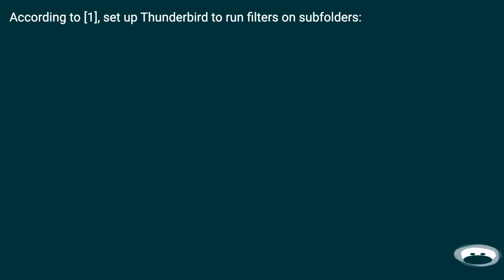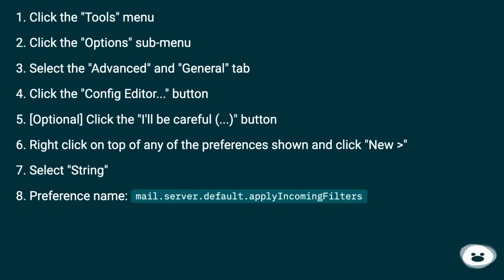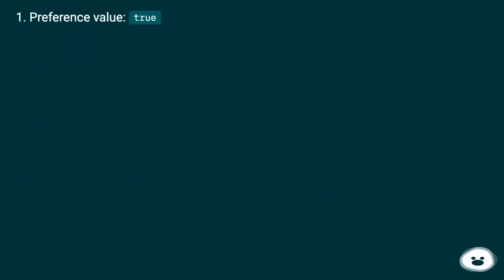According to 1, set up Thunderbird to run filters on subfolders. Click the Tools menu, click the Options submenu, select the Advanced and General tab, click the Config Editor button. Optional: click the I'll be careful button. Right-click on top of any of the preferences shown and click New, select String. Preference name: mail.server.default.applyIncomingFilters. Preference value: true.